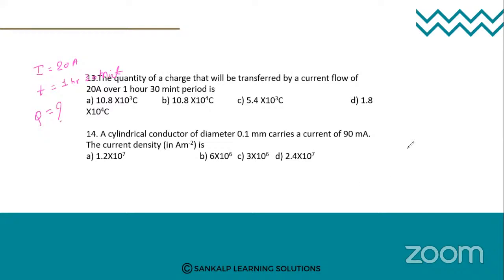So you use the basic definition here, students, that is I is equal to dq by dt or q by t. So we require q, therefore it is I into t. So I is given, but time is given in hour and minute. Convert it into seconds. Please tell me how much it will be in seconds.